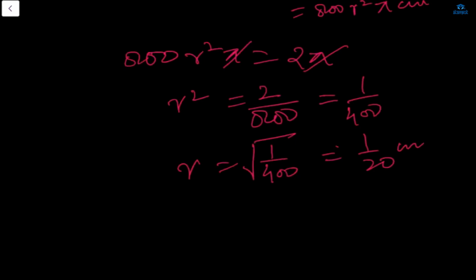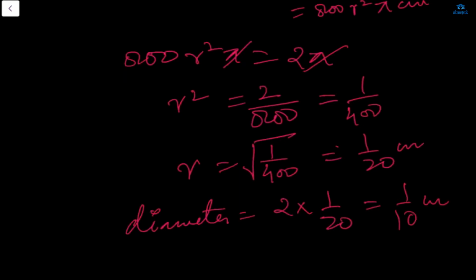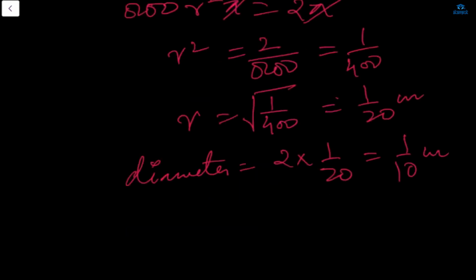We need to find the thickness. So diameter will be the thickness. So diameter is equal to 2 into 1 upon 20, so that will be 1 upon 10 centimeter. Then we need to change it into millimeter. So the diameter will be 1 mm.